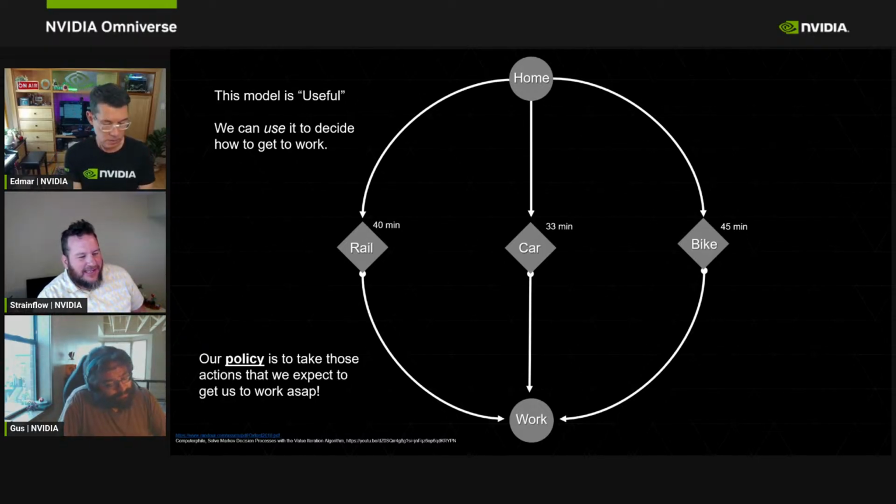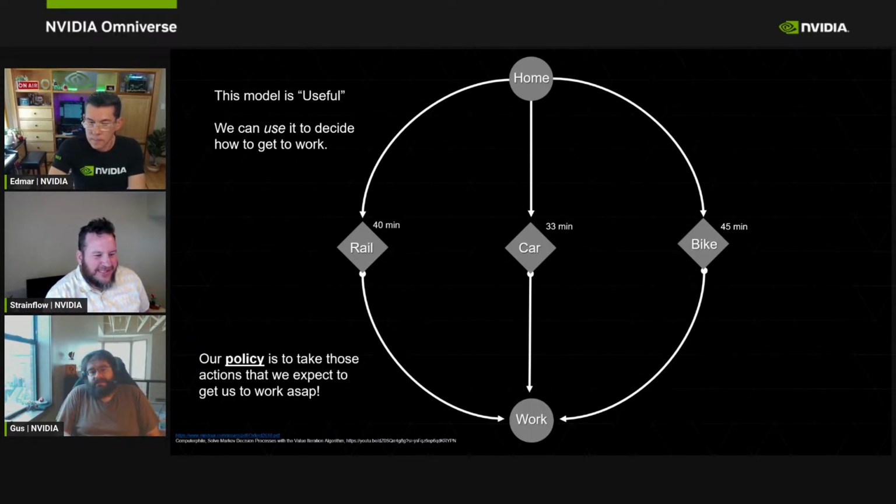I might just jump in and say the thing about this, why it doesn't model the real world very well, is because every action has exactly the same consequence every time. Yes, that's right. But in the real world, actions do not always have the same cost.